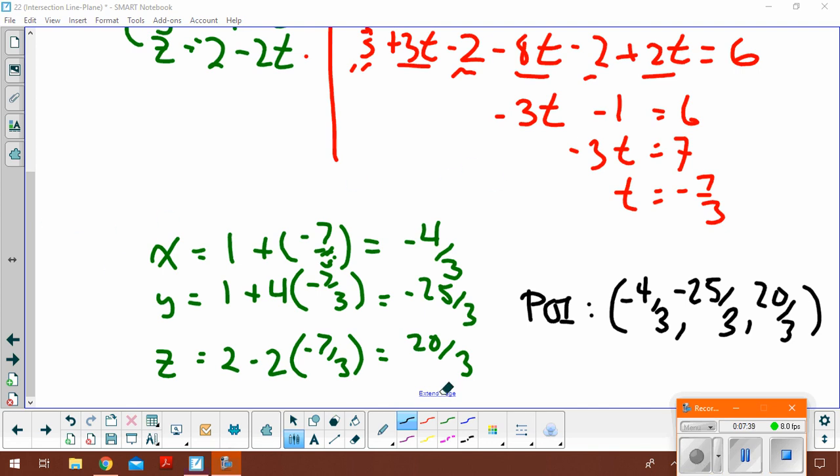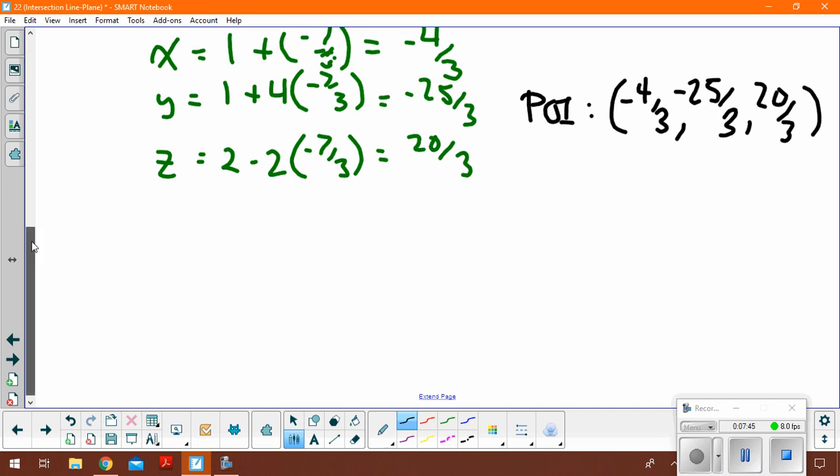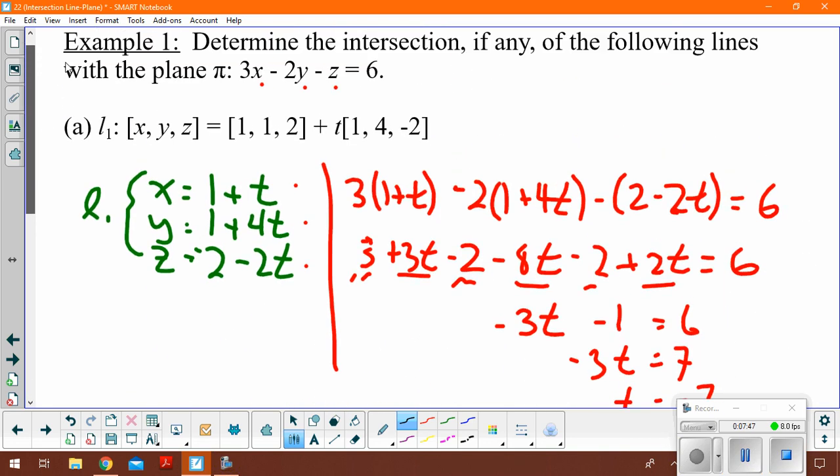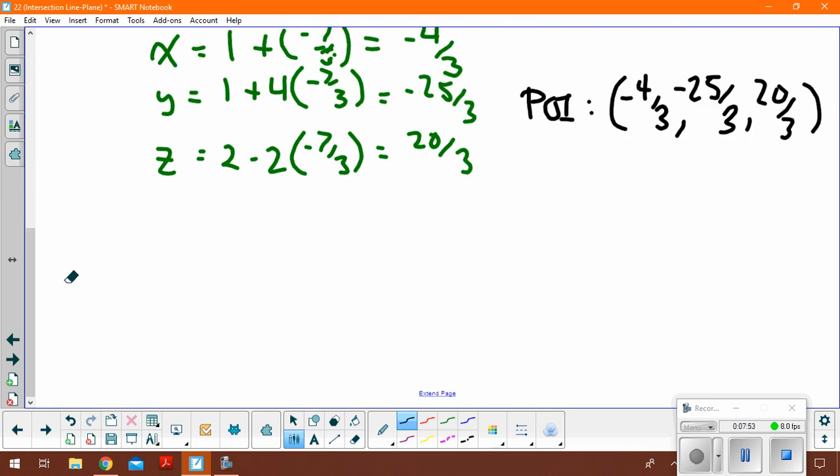A way I could verify to see if this is actually the case would be to take my point and plug it back into that equation of the plane and make sure it's actually a point on the plane as well. Okay, I know it's messy because of the fractions, but let's take a moment and just see if that actually works. So as a quick check, okay, I'm going to plug that point in.